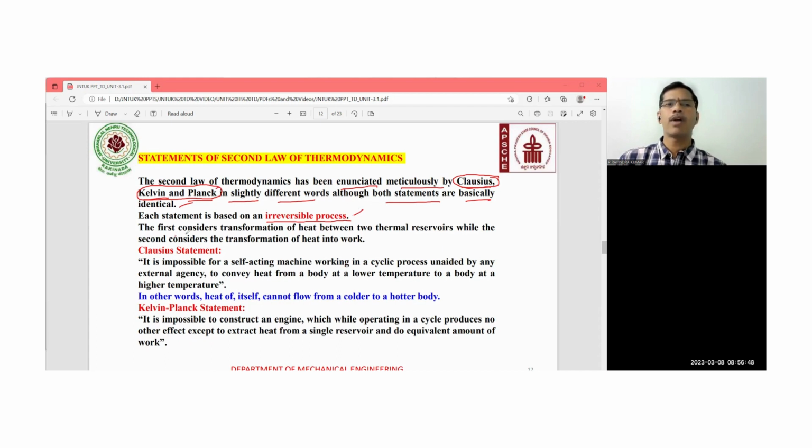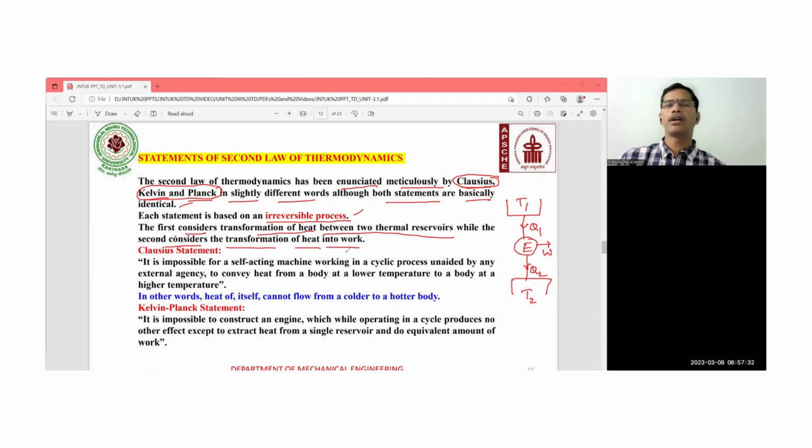Now, the first thing to consider is the transformation of heat between two reservoirs. If you observe, this is the engine and this is the sink. This is the source, which is maintained at a temperature T1. The sink is maintained at a temperature T2. The heat Q1 is transferred, and the heat Q2 is rejected to the sink. And here you get the net work output. The second statement considers the transformation of heat into work.